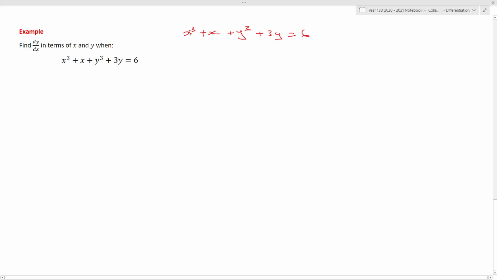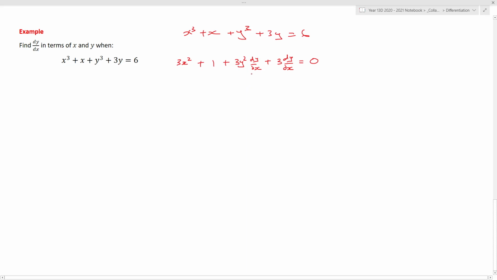If I differentiate x cubed with respect to x, I get 3x squared. Nice and simple. Differentiate x, I get 1. Plus, if I differentiate y cubed with respect to x, remember I differentiate with respect to y, so I write 3y squared, but I've got to put my dy by dx next to it. Plus, if I differentiate 3y with respect to y, I get 3. I've got to remember to put my dy by dx next to it. It's equal to, differentiate a constant, you get 0. So now I've got to simplify in order to get my gradient, dy by dx.